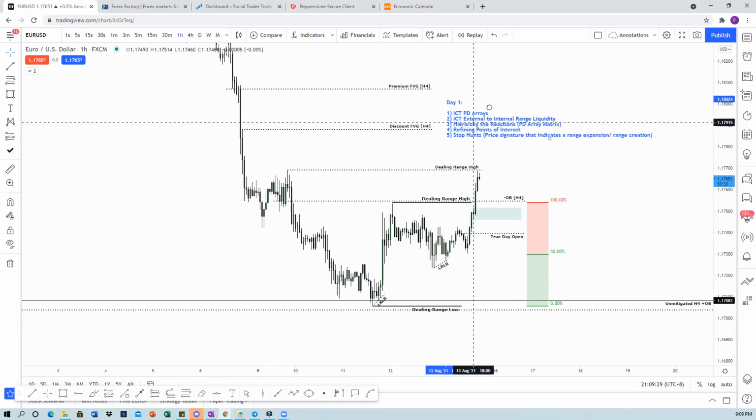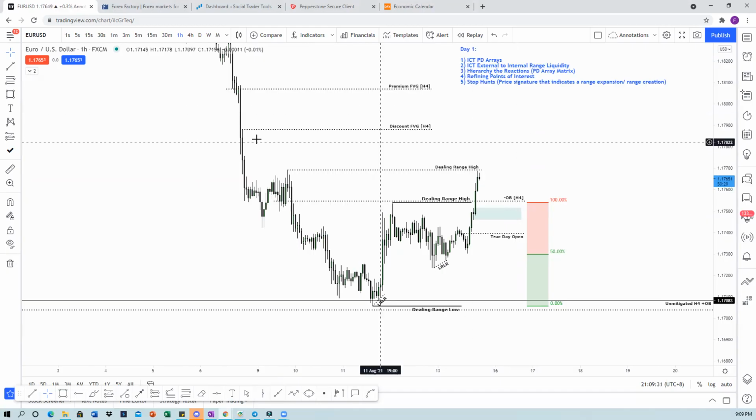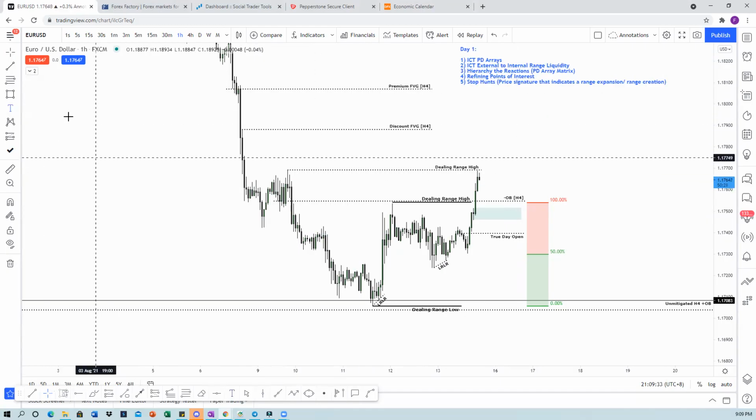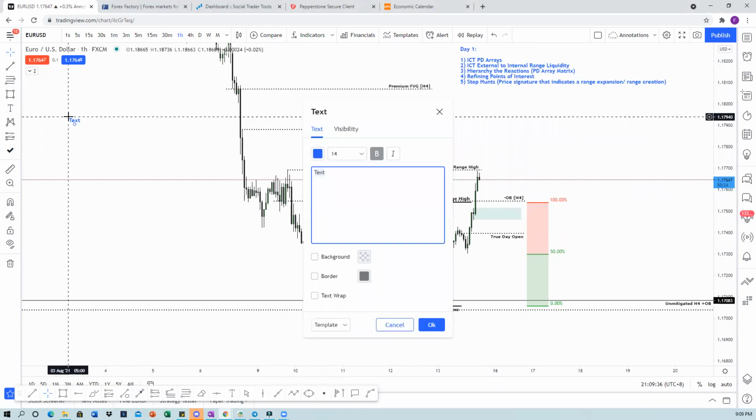Now that is essentially a PD array. A PD array, we can draw them out as follows. Mitigation block, breaker blocks, liquidity voids, which ICT calls CB, and then you have fair value gaps.